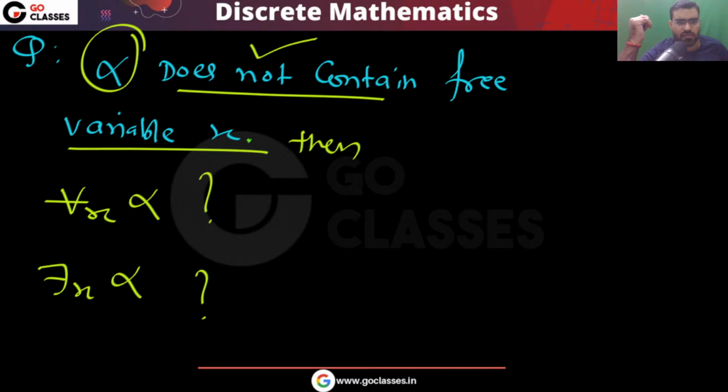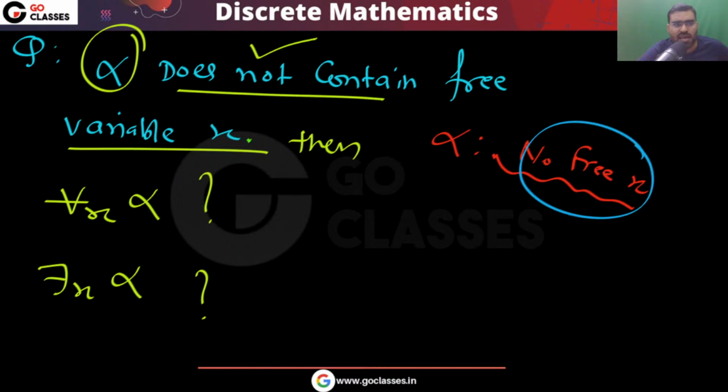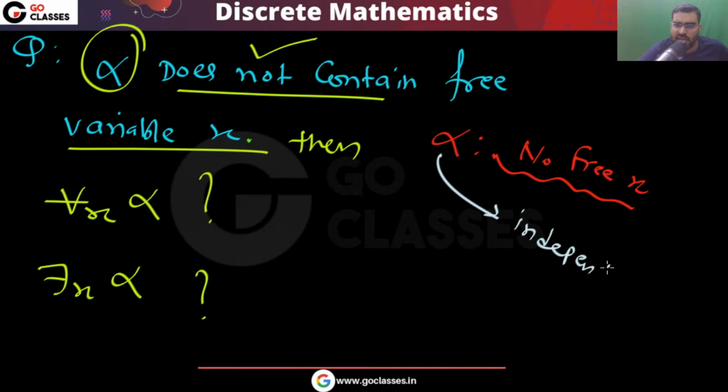Can anyone tell me the answer? Alpha does not contain free variable x. In this alpha, there is no free x. So if there is no free x, can I say alpha does not depend on x? Can I say alpha is independent of x? Because in this alpha, you have no free variable x.